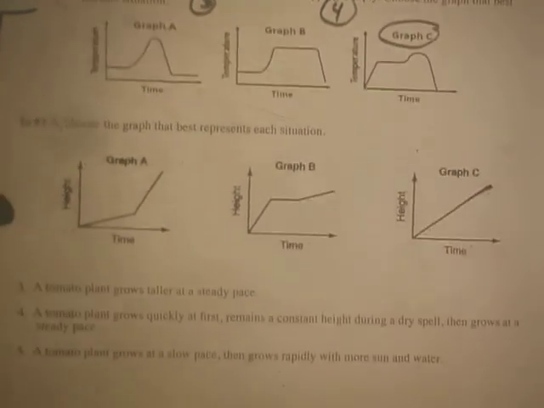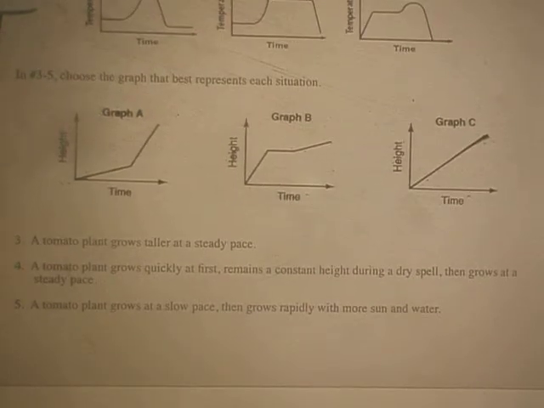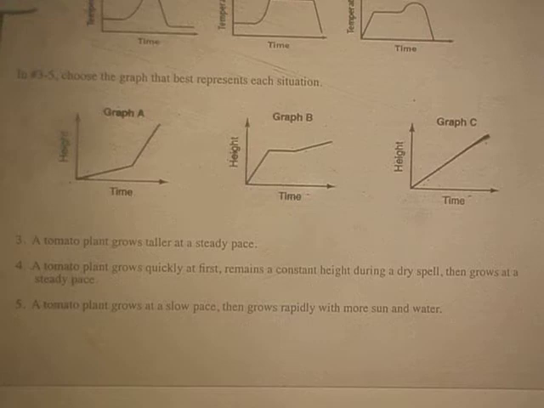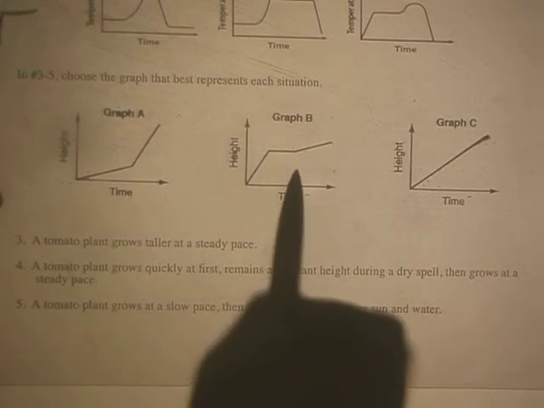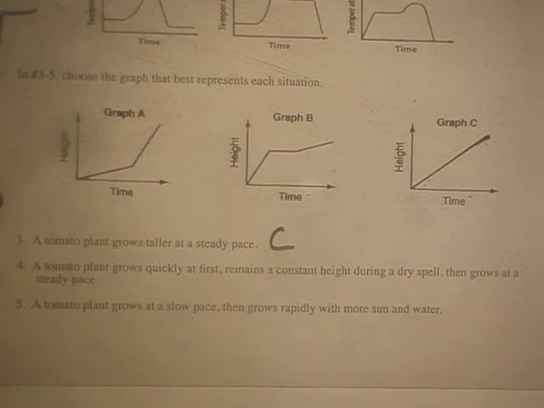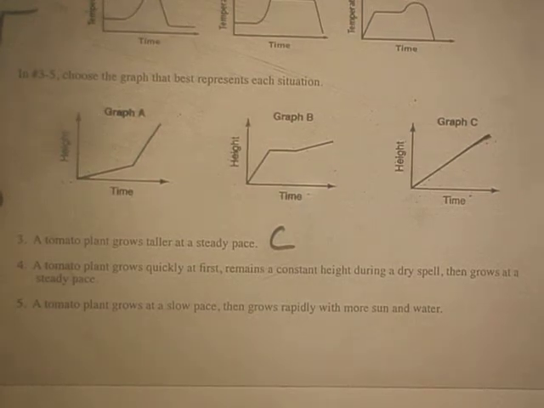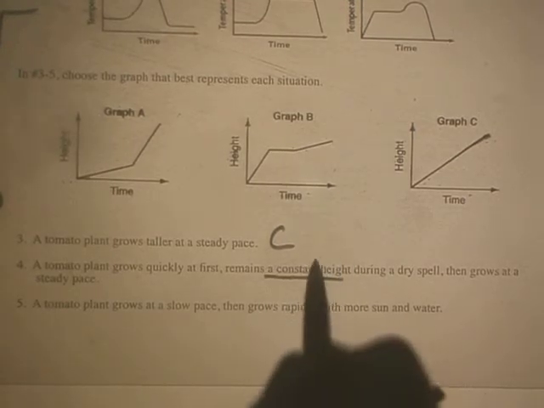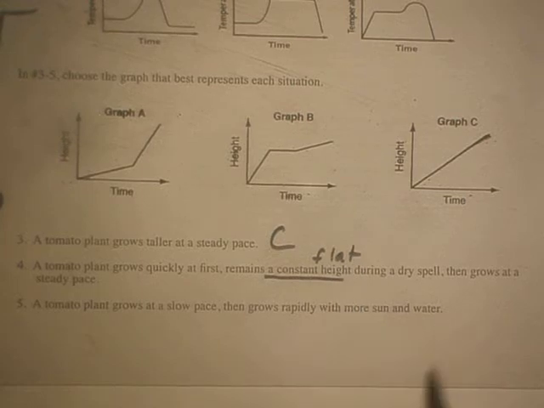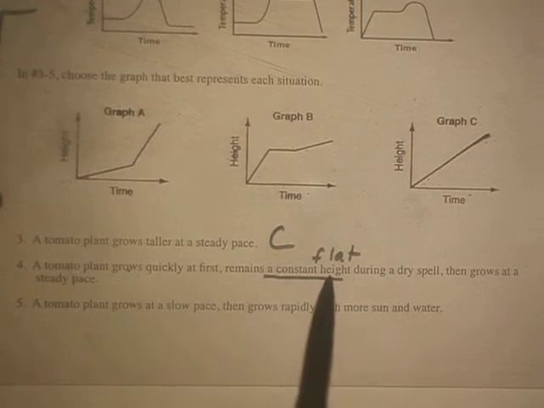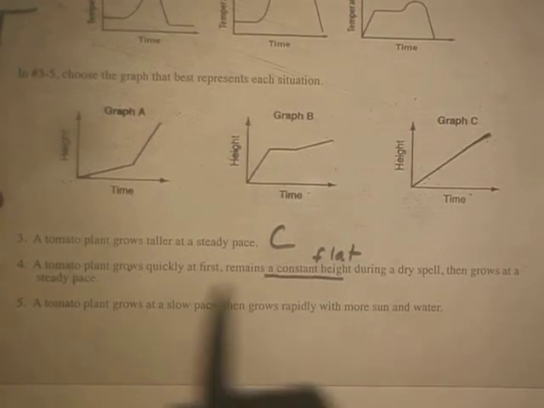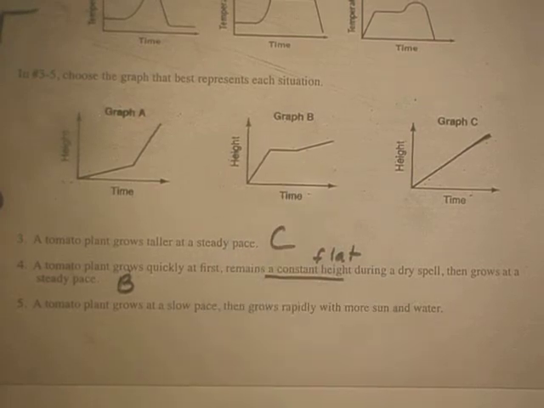3 through 5, we need to match these three graphs with these three situations. First one says a tomato plant grows taller at a steady pace. And if we look at these three graphs, graph C matches up with a steady pace. A tomato plant grows quickly at first, remains a constant height, so this would be flat on our graph, and then grows at a steady pace. So increase, constant height, increase. That would match up with graph B.